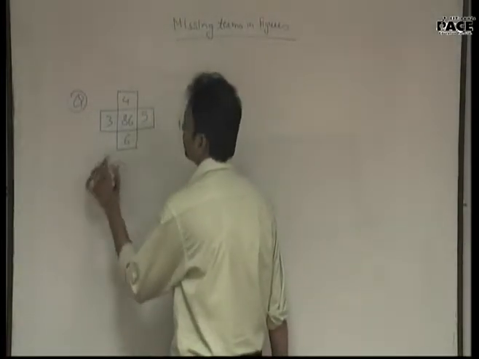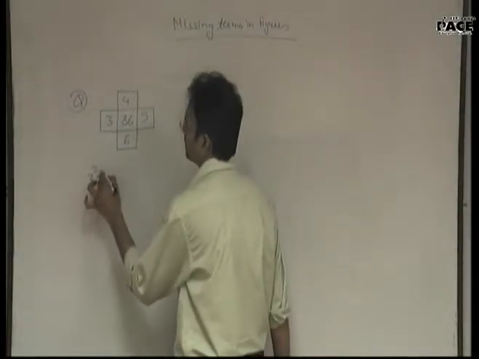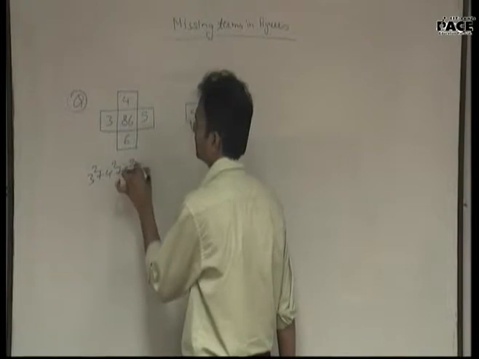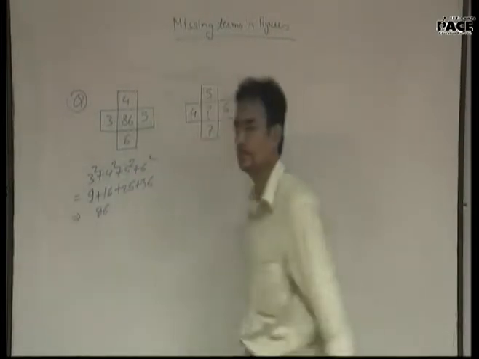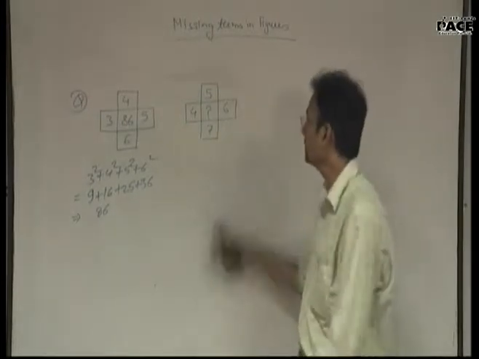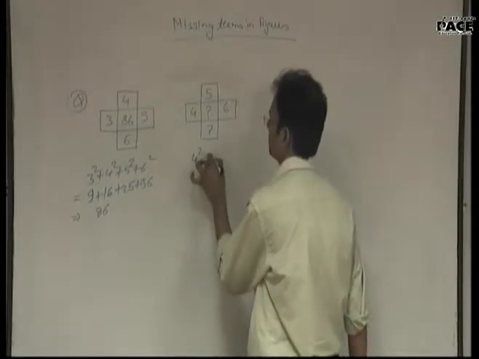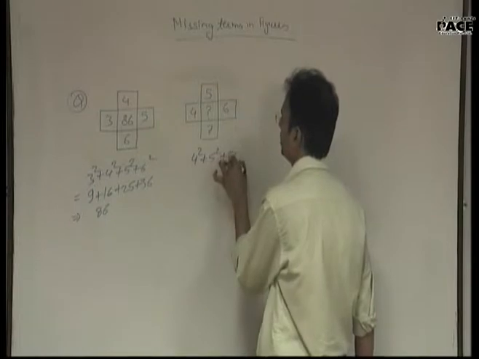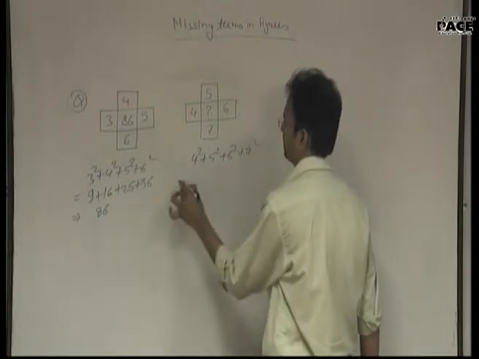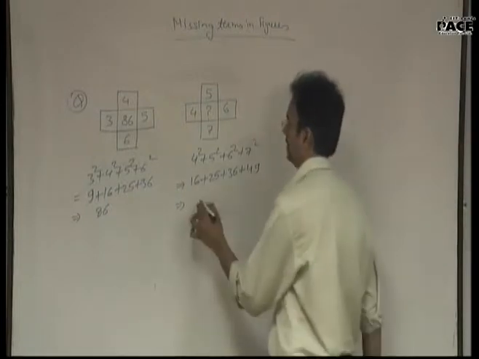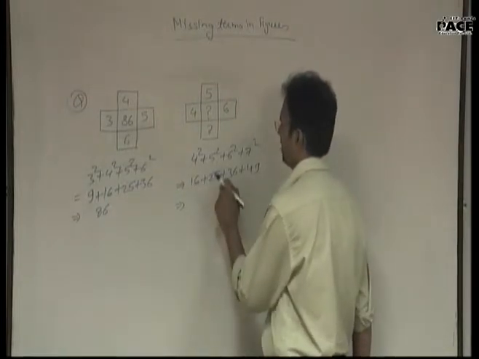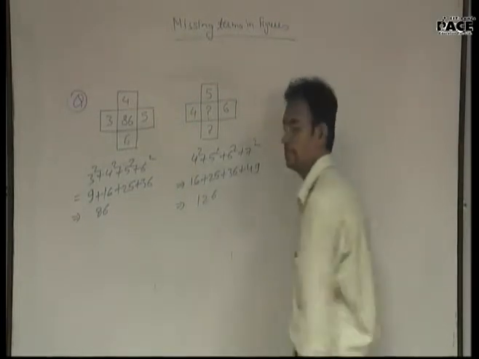Here, if we square all the numbers and add them together, it will be 86. And similarly, apply the same logic here, it will give you 126.